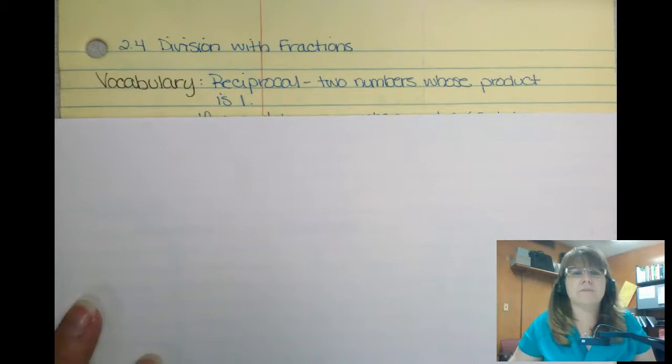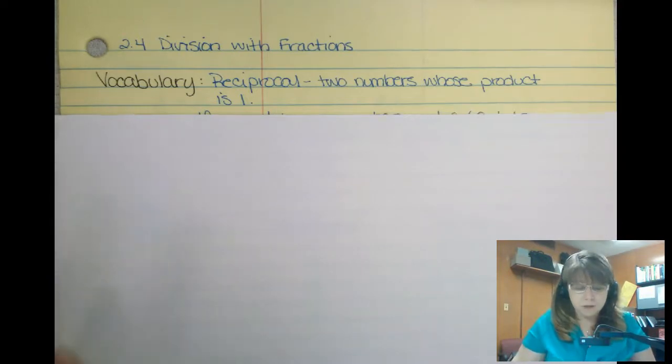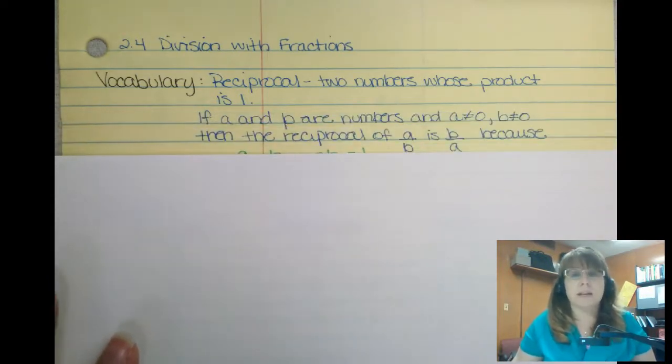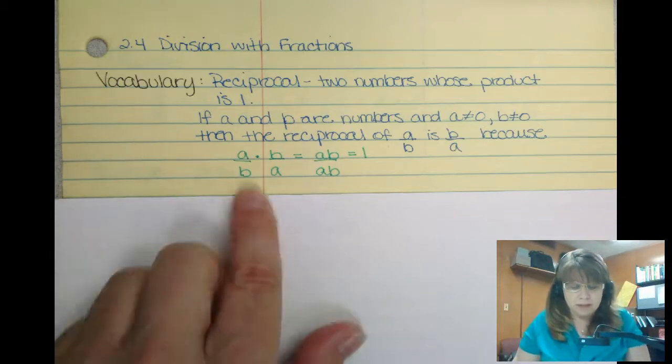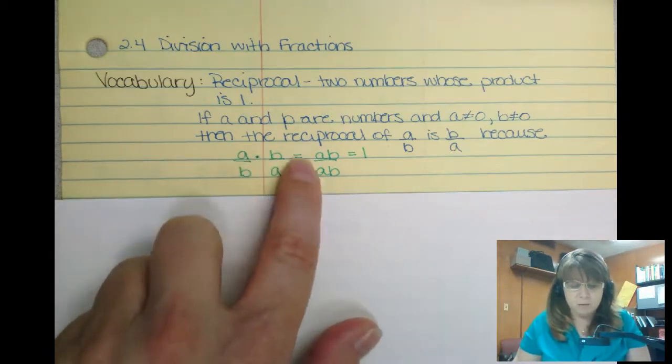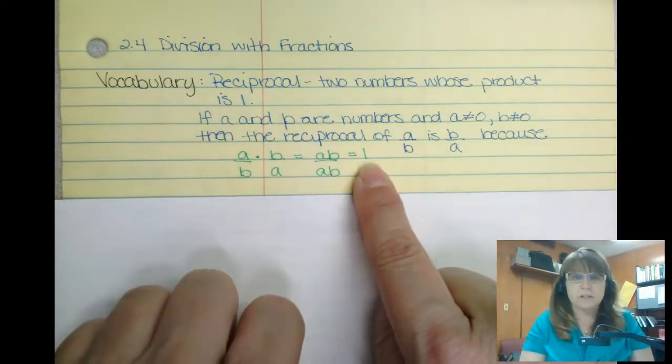The first is reciprocal. A reciprocal are two numbers who, when you multiply them together, the result is 1. So two numbers whose product is 1. If A and B are numbers, and A is not 0, and B is not 0, then the reciprocal of A over B is B over A, because if you multiply the two together, A over B times B over A equals A times B over A times B, which the result is 1.